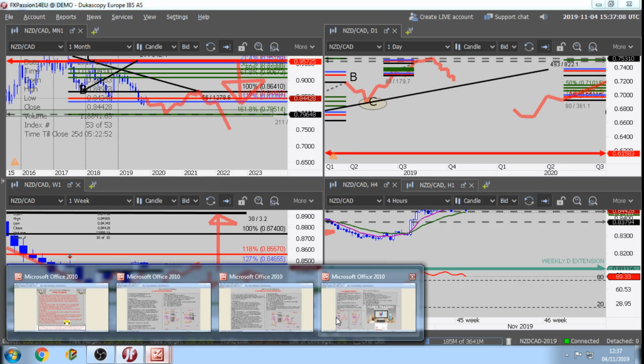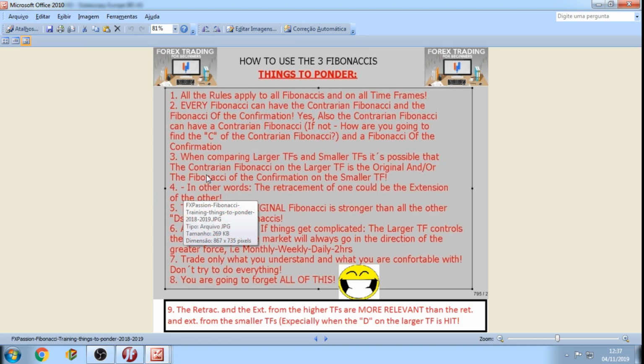Let's see what the picture says. Number 3. When comparing larger time frames and smaller time frames, it's possible that the contrarian Fibonacci on the larger time frame is the original and/or the Fibonacci of the confirmation on the smaller time frame.